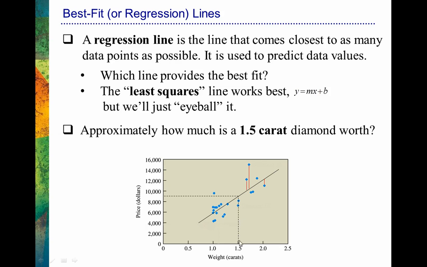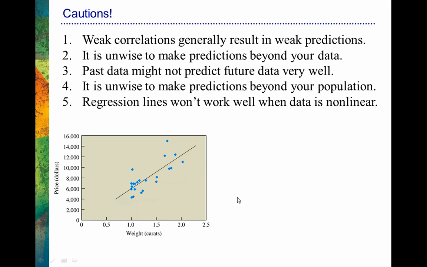And again, this is just showing how it's kind of pairing up where these data points would fit according to that regression line. Well, there are some cautions that we need to keep in mind when doing that. Let's talk about them. Here's the same data that we were looking at before. Let's go through each of these cautions and make sure we understand what they're all about. First of all, weak correlations generally result in weak predictions, and that should make sense. Think about it this way.